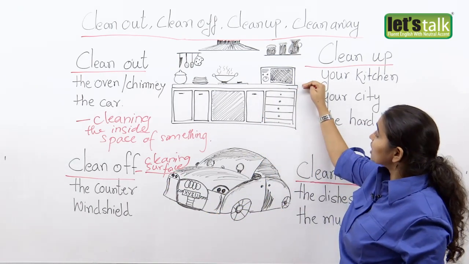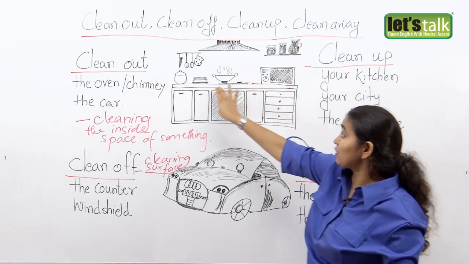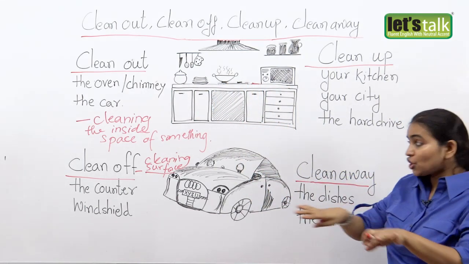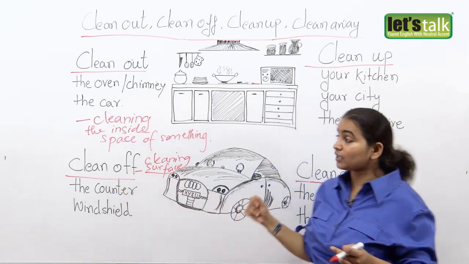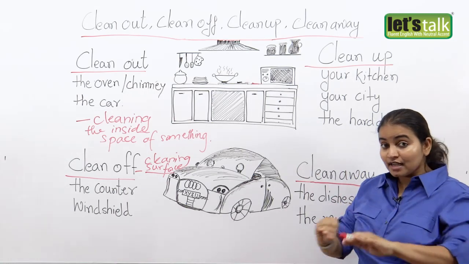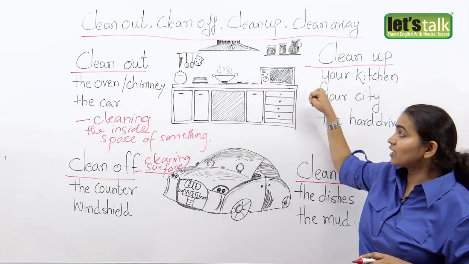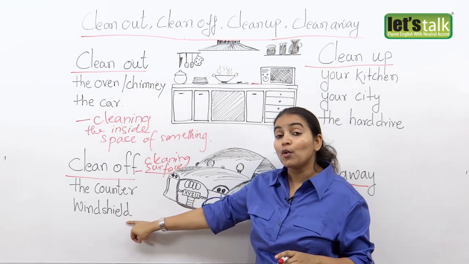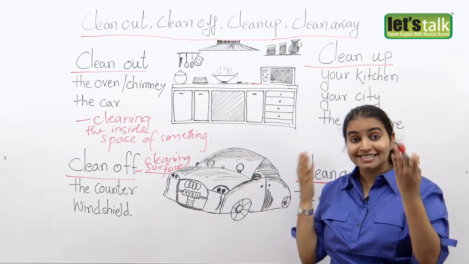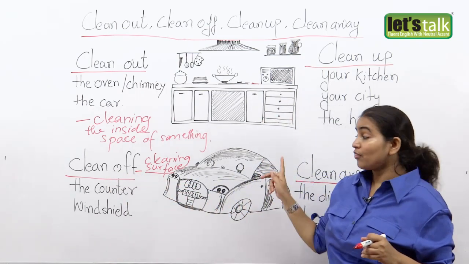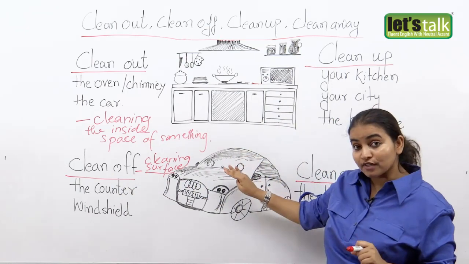The kitchen counter, this space out here, is my kitchen counter. We all need to know that the surface is a flat thing. So anything that is a flat surface will always have the word clean off, because you are cleaning off only the counter, not the inside of anything, not the outside of anything, but a plain surface. So you will clean off the kitchen counter, make it clean. Clean off the windshield of your car. If it is dirty, you won't be able to drive because you can't see. And therefore, you clean off the windshield. So you clean out the car, but you clean off the surface or the windshield.